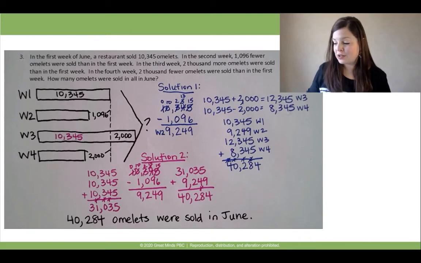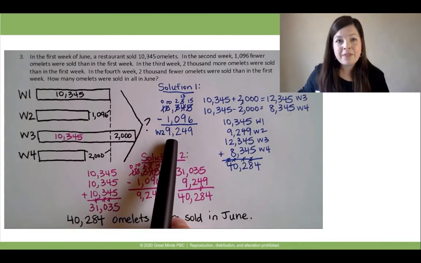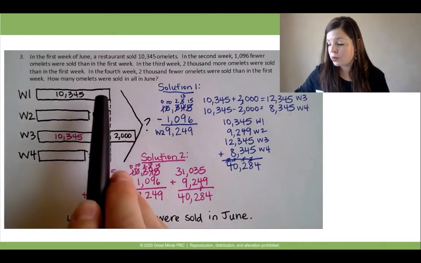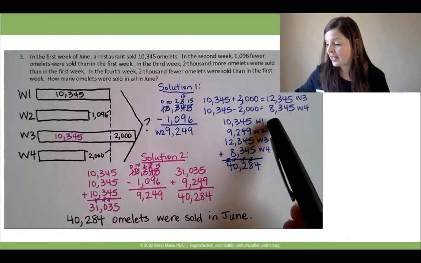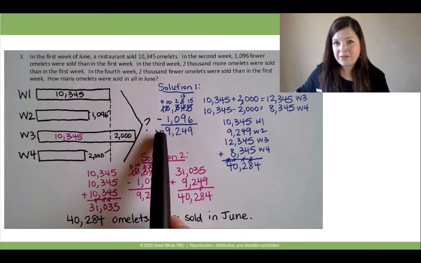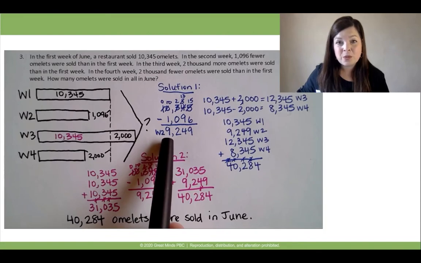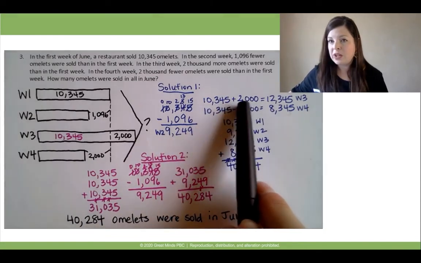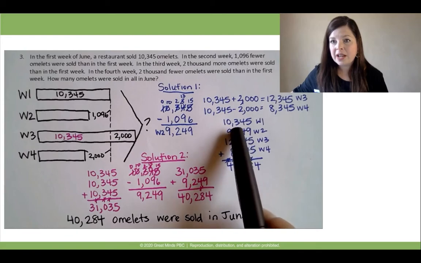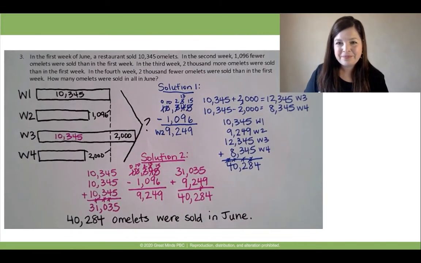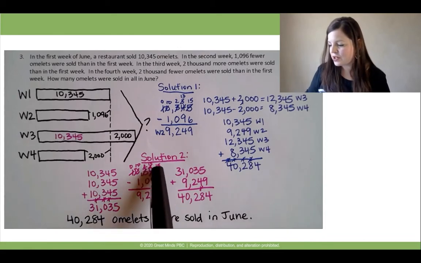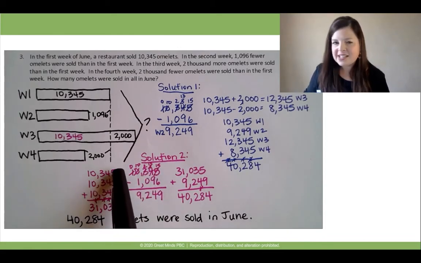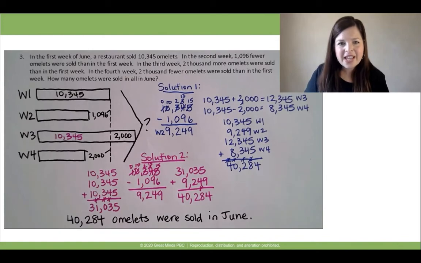In the first solution pathway, they found the number of omelets that were sold each week and then added them together. So here they found how many omelets were sold in week 2, in week 3, in week 4, and then added them together. That makes sense. In the second solution pathway, they first added together 3 units of 10,345.